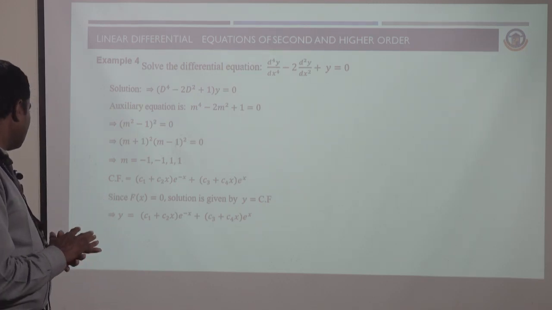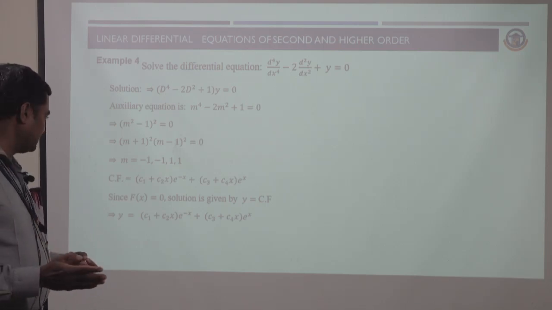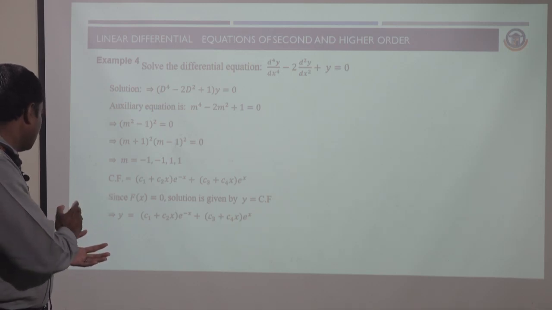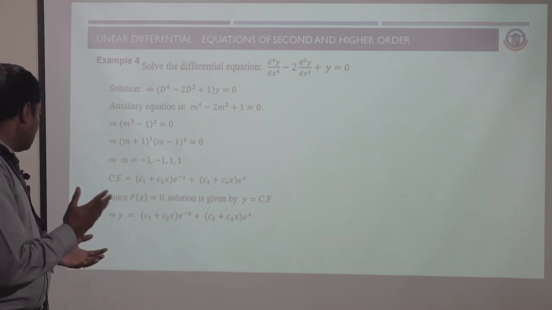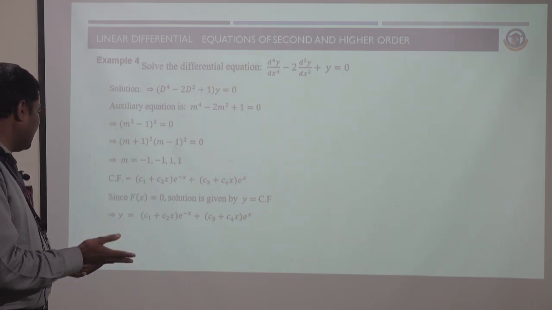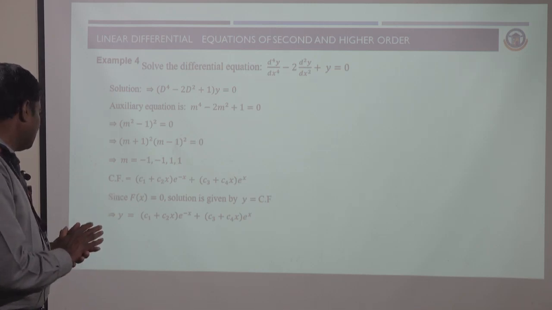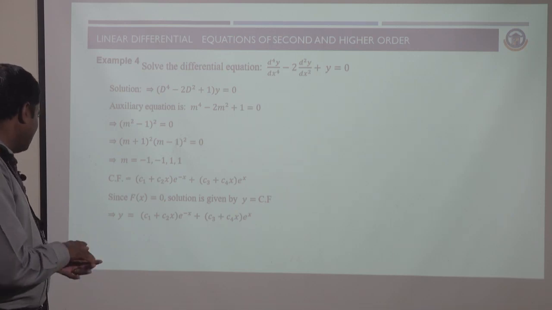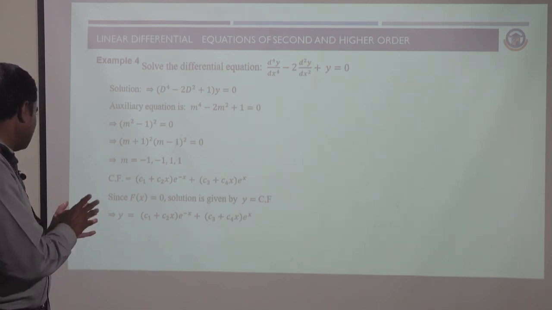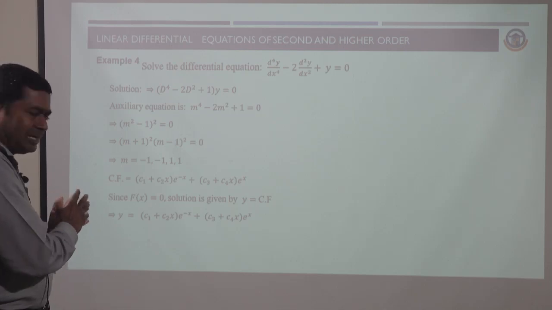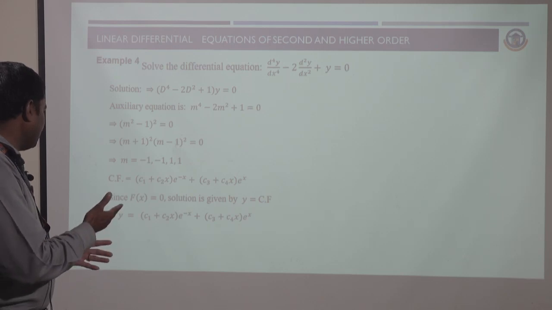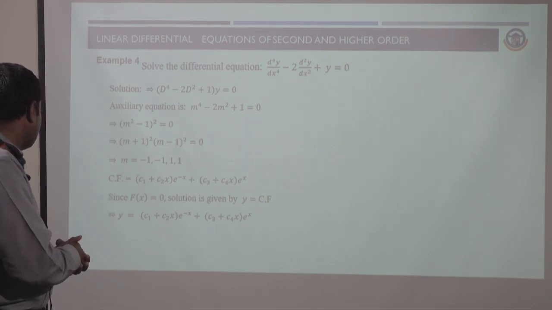So how to write the complementary function? (c1 plus c2 x) e to the power minus x, that is e to the power minus 1x, is the complementary function corresponding to the first minus 1, minus 1. Next for 1, 1, plus (c3 plus c4 x) e to the power x. So here minus 1, minus 1 is repeated and 1, 1 is repeated. Therefore (c1 plus c2 x) e to the power minus x for the first minus 1, minus 1, and (c3 plus c4 x) e to the power x for 1, 1. So this is the solution for this problem.